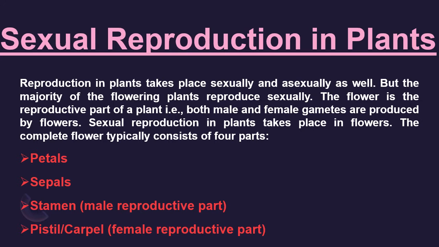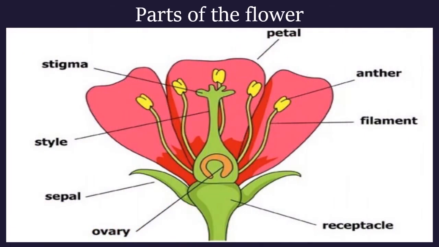The complete flower typically consists of 4 parts and they are very important, and without these, sexual reproduction does not happen. Petals, the beautiful part of the flowers. Sepals, that protect the flower from blooming when it's small. Stamen is the male reproductive part of the flower, and pistil, or you can say carpel, is the female part of the flower. So before starting, we have to learn the parts of the flower. So these are the parts of the flower.